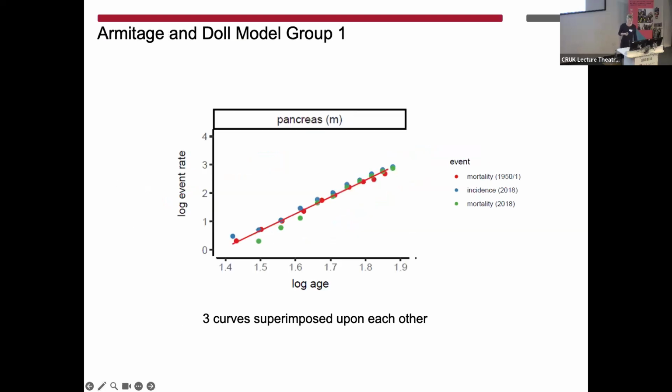So starting with group 1, to me, the 3 curves here for pancreatic cancer in men are pretty much directly superimposed upon each other. And I think we still don't have knowledge of heritable or environmental risk factors for pancreatic cancer. And sadly, we still have very, very few effective treatments, which is why the incidence and mortality, and particularly the mortality, hasn't changed in the last 60 years, sadly.